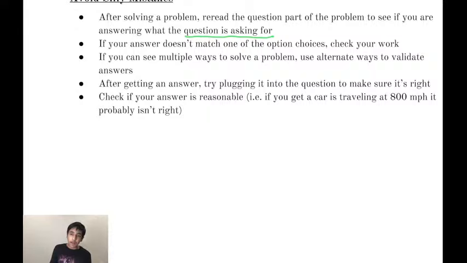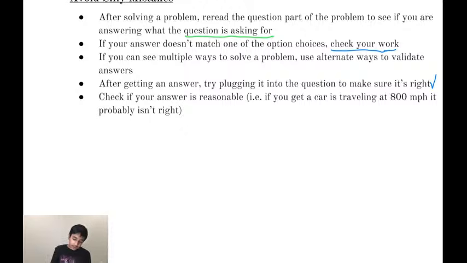Also, if you're solving the problem and you get an answer that's not any of the option choices, I recommend you check your work, because if your answer is not matching the option choices, it's wrong, of course. So you should probably check your work, see what you did wrong, and try to find your mistake and correct yourself. Another very good strategy is if you see multiple ways to solve the problem, you can use alternate ways to validate your answers. For example, if there's a combinatorics problem, you could solve it by using both casework and complementary counting, and if the answers match, you're probably correct.